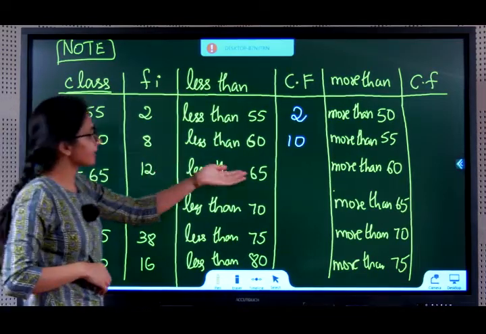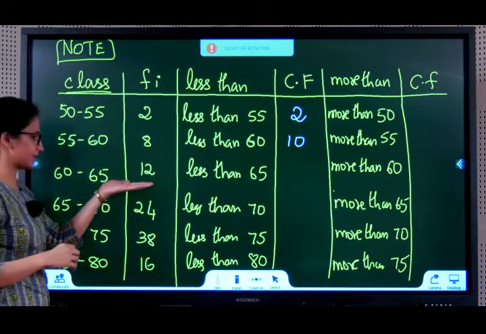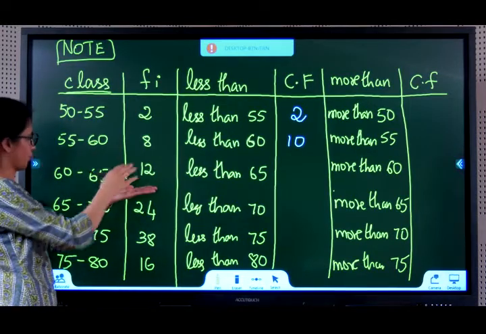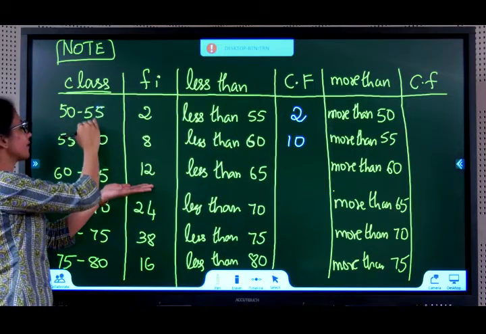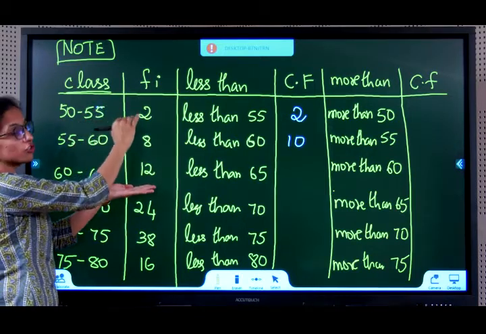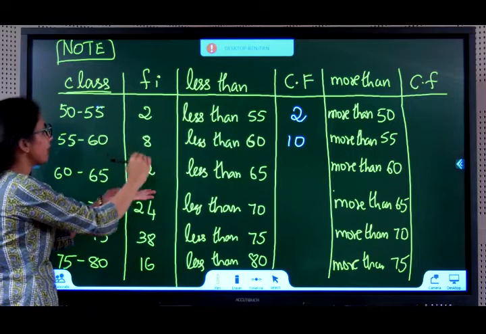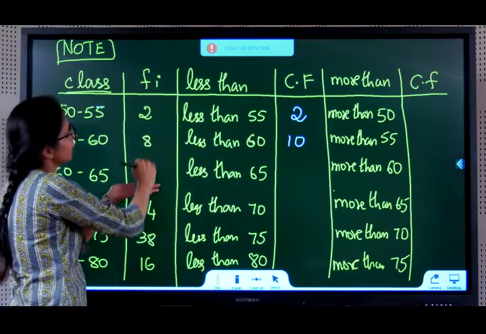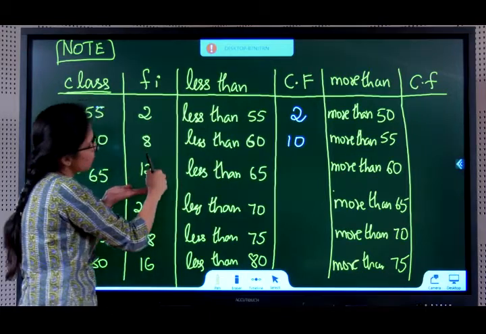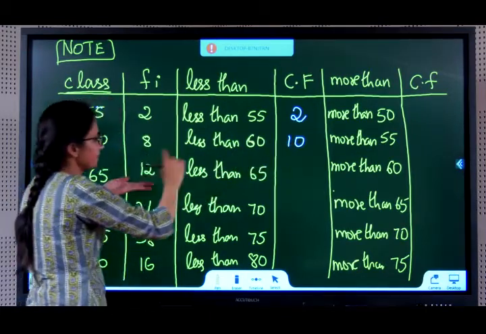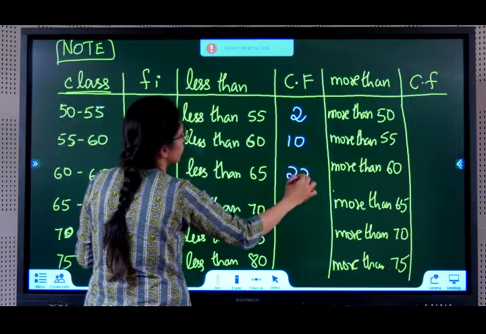Next, less than 65. 60 to 65 is in this section. Less than 65. So 12. But even these are less than 65. No, 55 to 60 and 50 to 55 are also less than 65. So 12 plus 8 plus 2, which is nothing but 10, 22. Or in other words, 10 plus 12, 22.